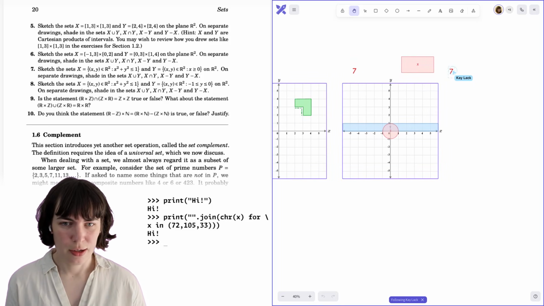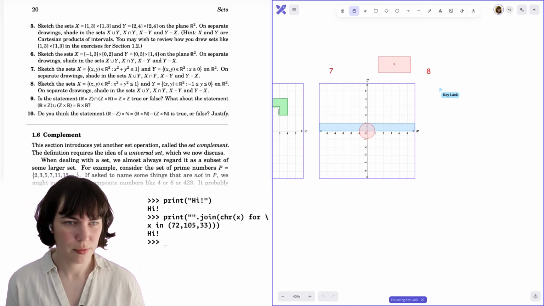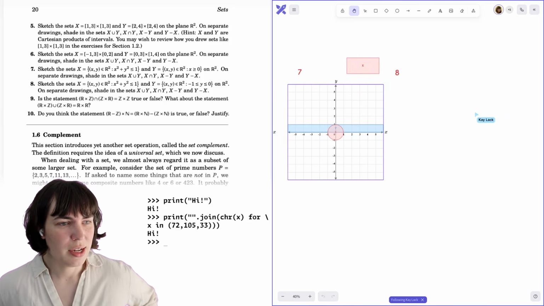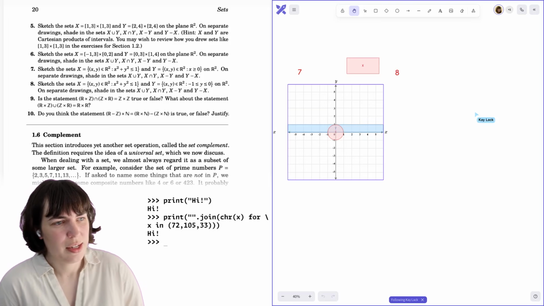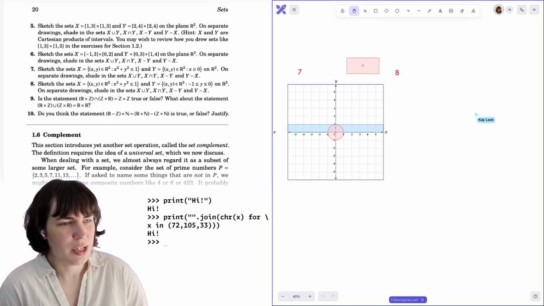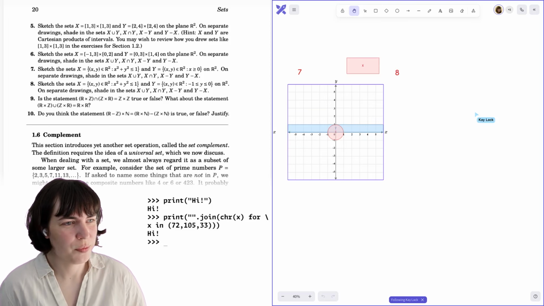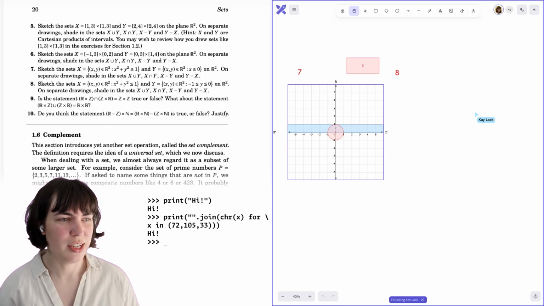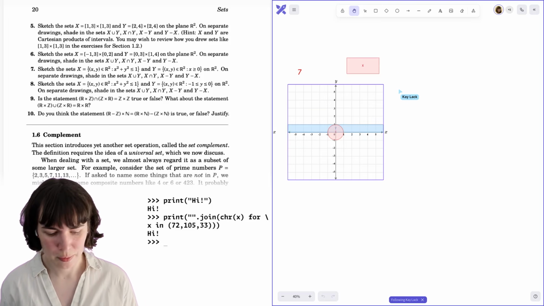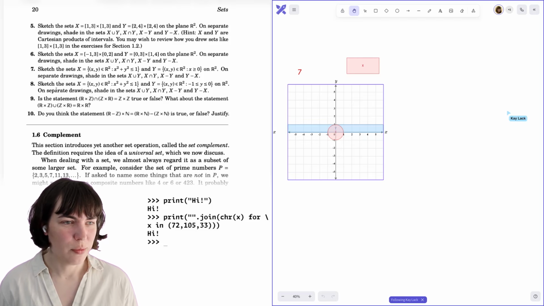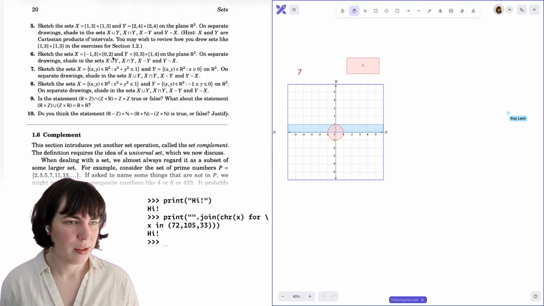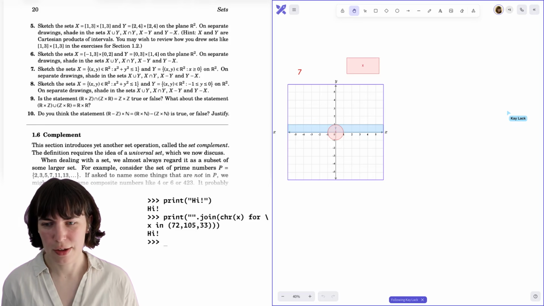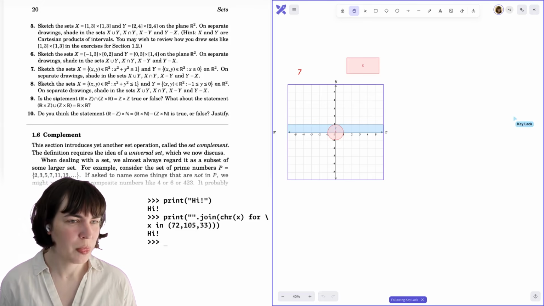Okay, now 8, we're looking at another circle, and wait, I'm just misreading the questions totally here. I just moved on to 8. Just did 8 by accident. Okay. Yeah, well that's 8. This one would look a bit different. This one would have a kind of slice on the right hand side.